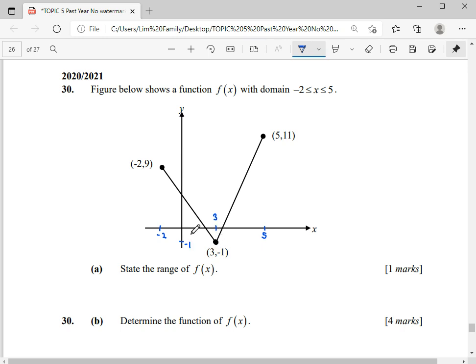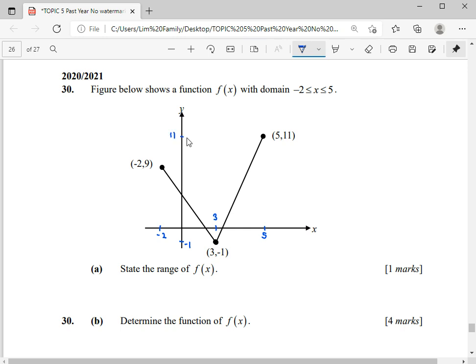Then going up, for every point going up, we can see there is a graph. So we look at it horizontally, this part has graph until the maximum. They stop at point 5 here. So the maximum point, they stop at 11.